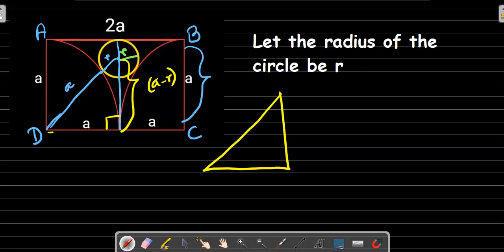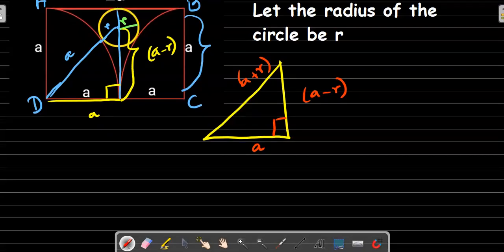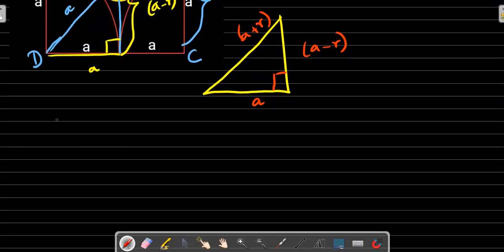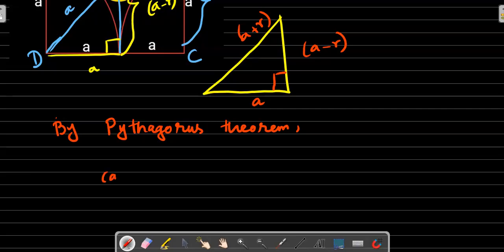This length is a, that is given. So we get a right angle triangle with base a, height a minus r and hypotenuse a plus r. Since it is a right angle triangle, now apply the Pythagoras theorem. By Pythagoras theorem, you get (a plus r) whole square is equal to (a minus r) whole square plus a square.